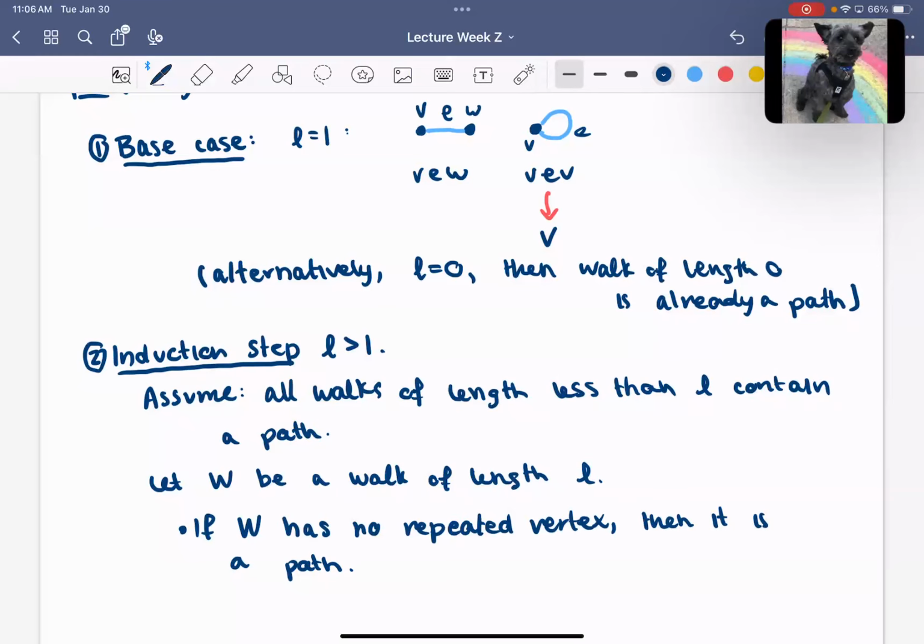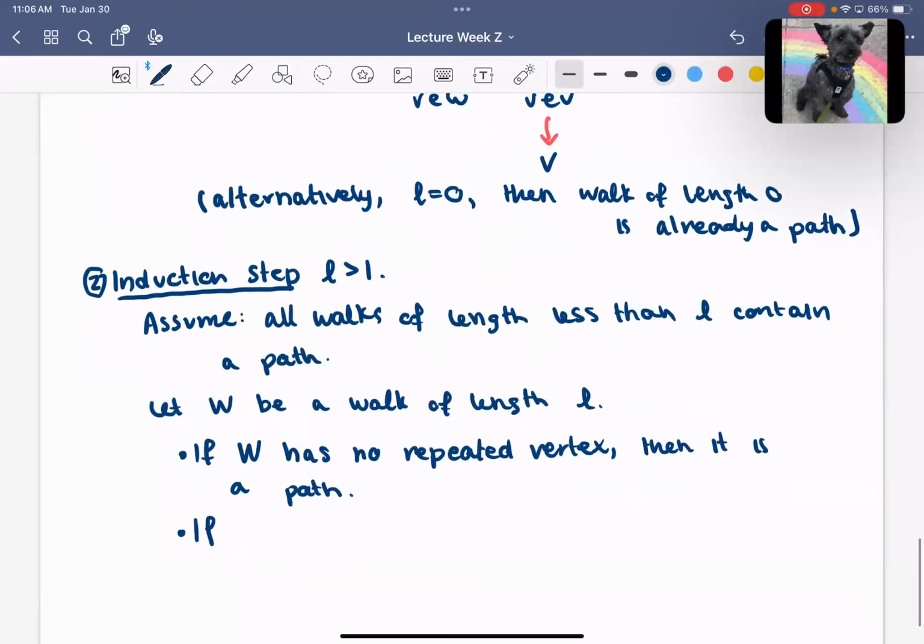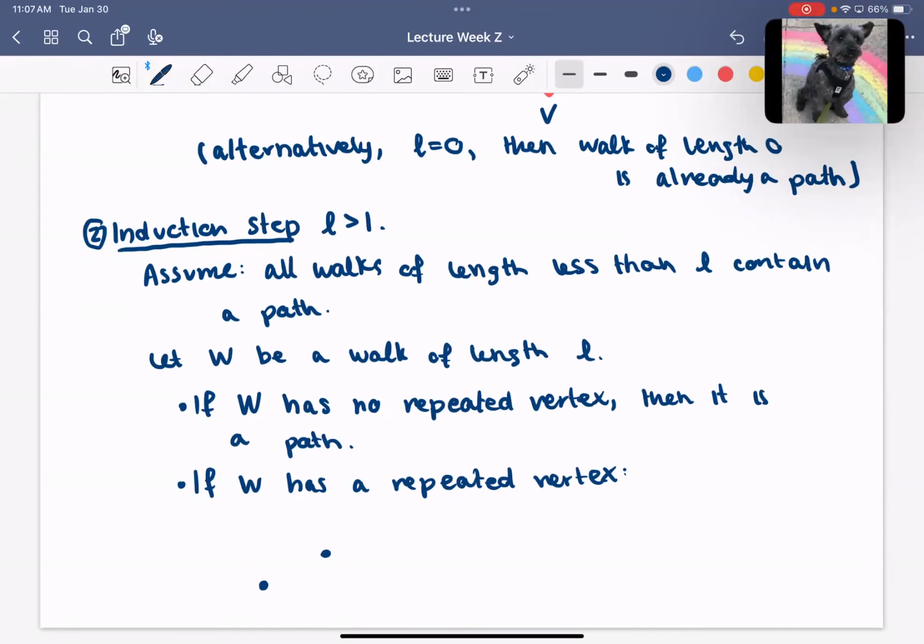If there is a repeated vertex, okay, so what am I going to try and do? My goal is to take W and make kind of a shorter UV walk and then apply the inductive assumption. So let's just draw maybe a picture. So let's say this is U and this is V, and then my walk W looks something like this.